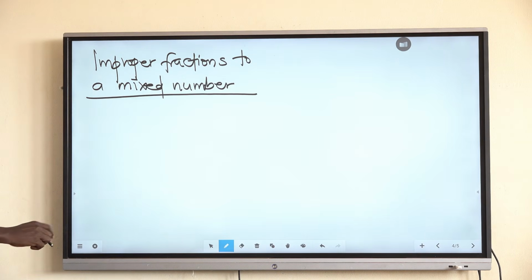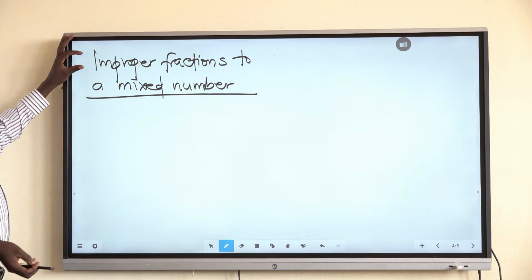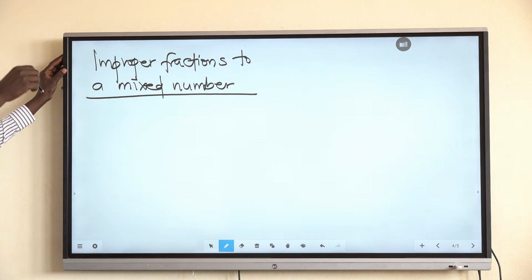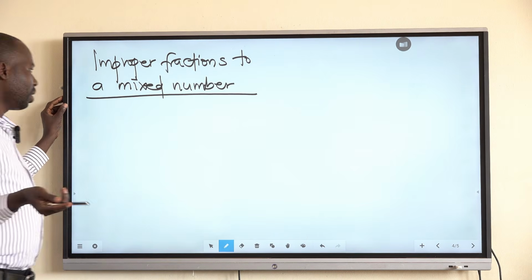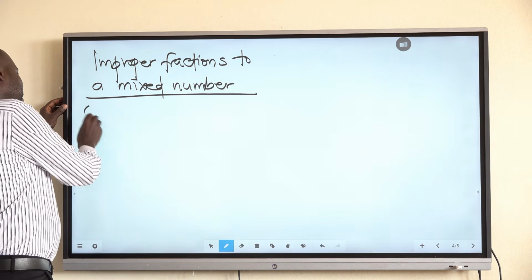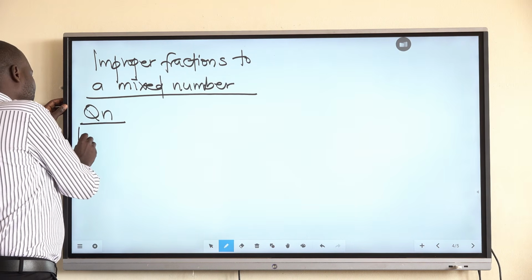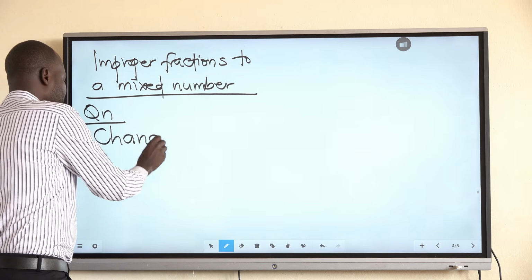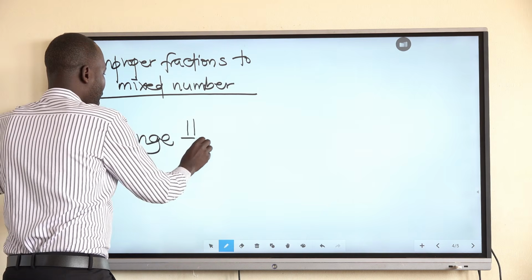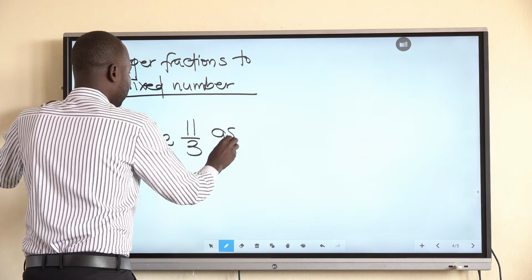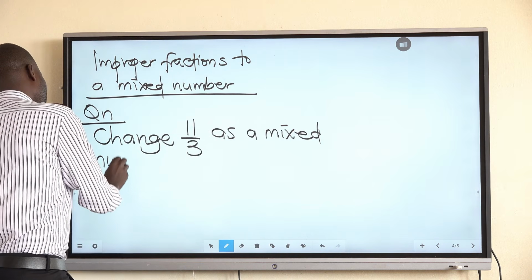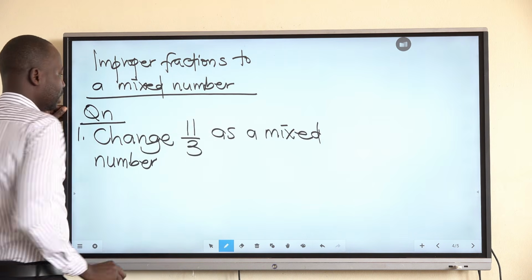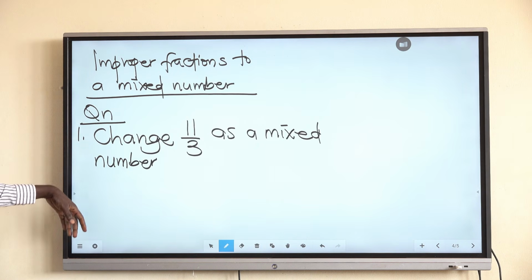What do we do here, and what do I mean here? We already discussed improper fractions as a type of fraction where the numerator is bigger than the denominator, and the mixed number as well, we said, is the one that consists of a whole number and a fraction. So in our question, if you're asked to change 11 out of 3 as a mixed number, how do you handle this question? Because it is a very common question in a primary 5 class.